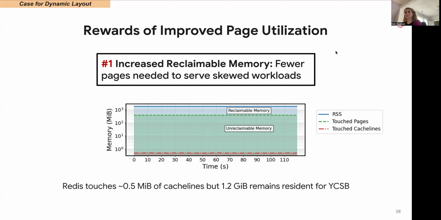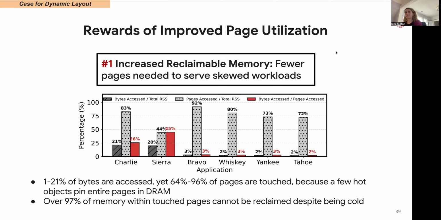From the OS perspective, it can reclaim the blue part easily because it sees that there's no activity. But it has no idea that there is a big gap between the actual cache lines touched and the actual touched pages. And this graph is even more interesting, in my opinion, because this is, again, going back to the 6 traces from Google. On the y-axis, you have percentage. The gray dotted bar indicates the total pages accessed relative to resident set size, or the amount of memory that's resident in DRAM right now.